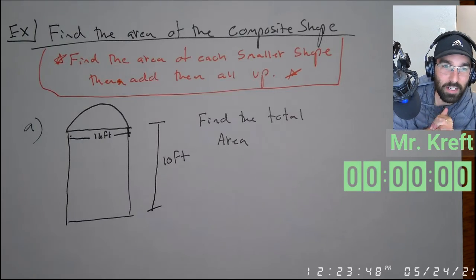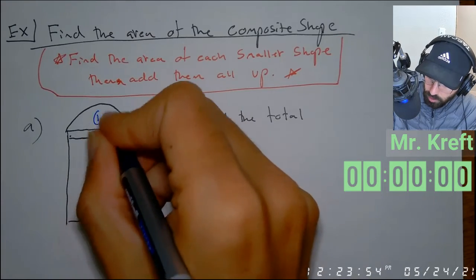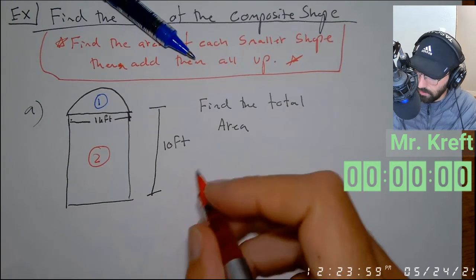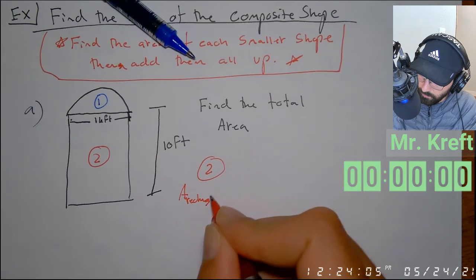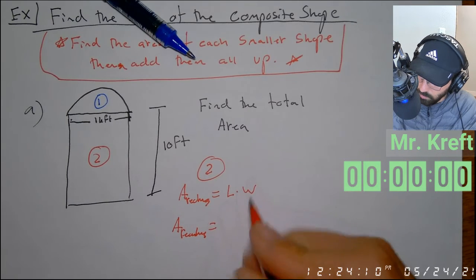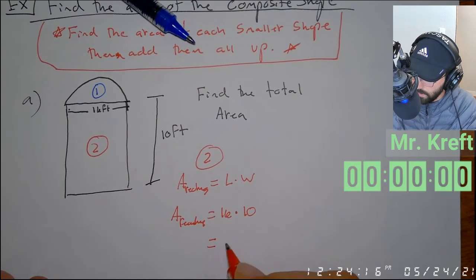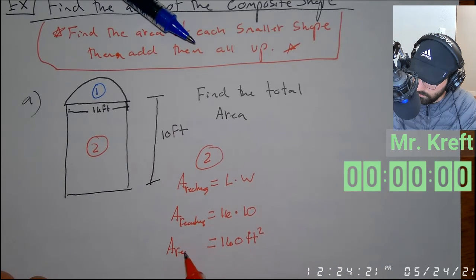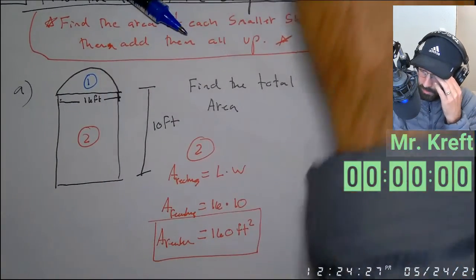Yes, 16 is the diameter. Unfortunately, guys, I have to go over this. What I would do here is label these: I have shape 1 and shape 2. Shape 2 is really easy to find, so I'm going to start with shape 2. The area of a rectangle is length times width. So the area of this rectangle is going to be 16 times 10, which is 160 feet squared. That is the area of that rectangle.